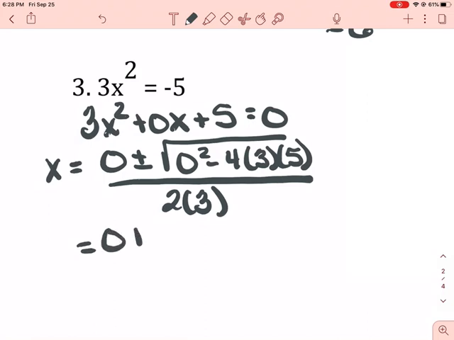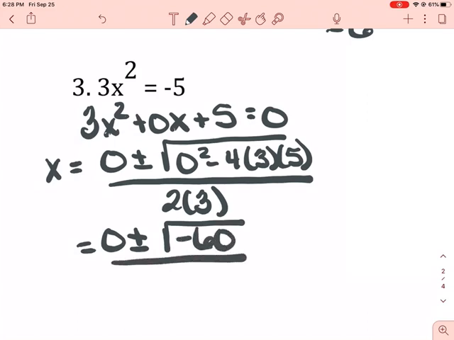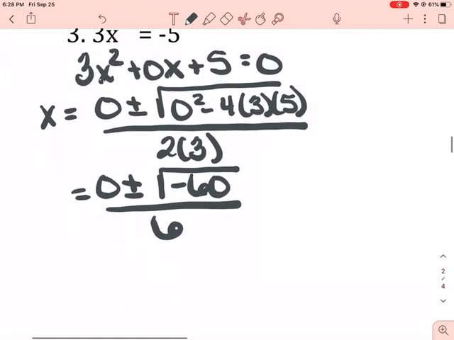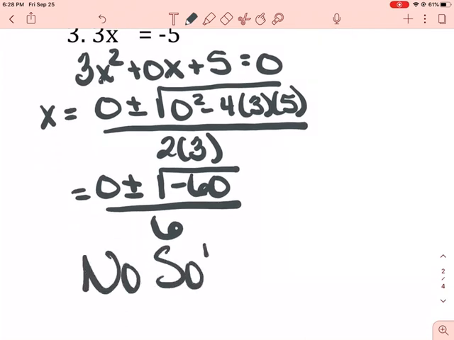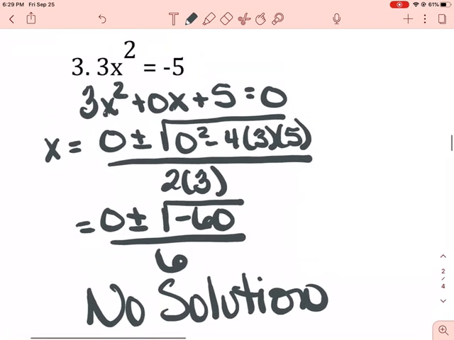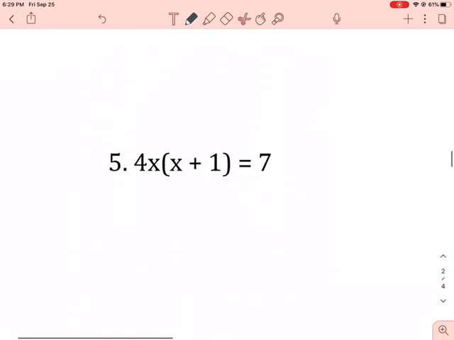If we keep doing the math here, do the computation, we're going to get -60 underneath our square root sign, all over 6. Now remember, negative underneath the square root sign means that there is no solution here, which means it does not cross the x-axis. There are no values for x that you're going to be able to put in, square, and then multiply by 3 to get -5. All right, let's try this last one.